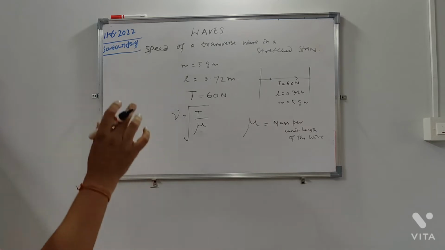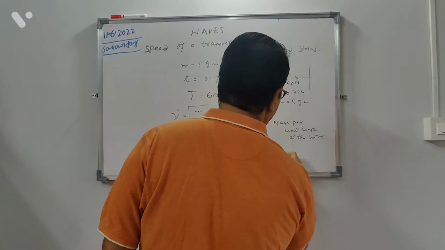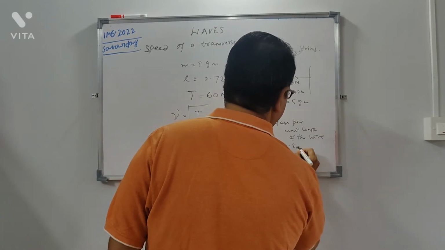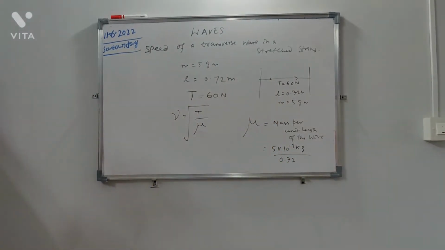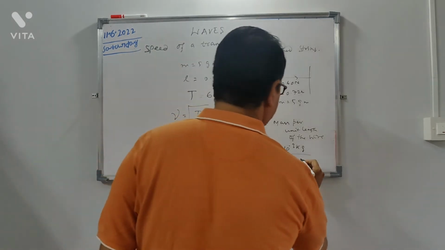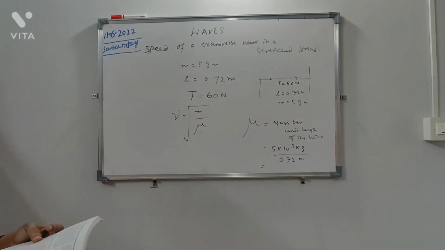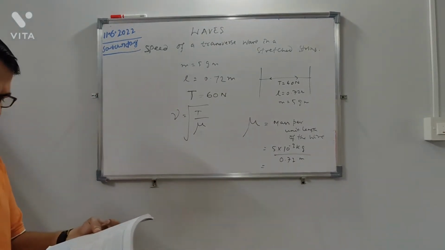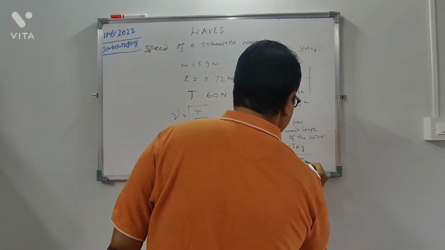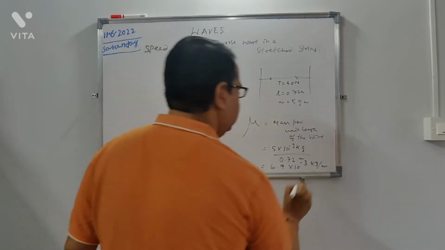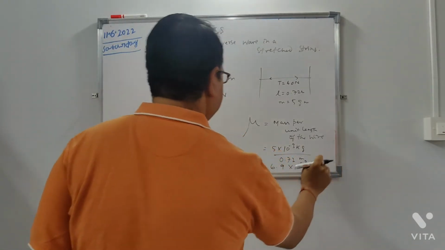Okay, so the mass is 5 gram, then mass per unit length will become, I have to put it in kg, 10 to the power minus 3 kg divided by 0.72, and this is in meter. You have to convert. So this nu you will get as 6.9 into 10 to the power minus 3 kg per meter. Okay, so now everything is in SI unit. This is in kg per meter.